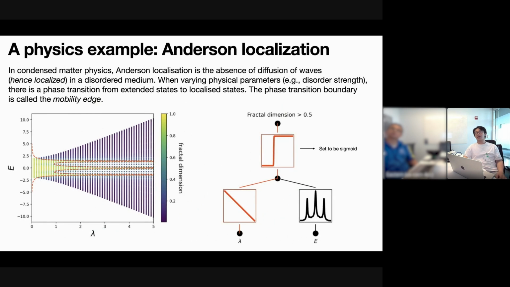Another example we tried is for physics application. I probably won't have time to go into the details of the problem setup, but the basic takeaway is that we are able to figure out the symbolic formulas of boundaries of phase transitions. And what are phase transitions? Basically, water has many phases. It can be water, it can be ice, it can be gas in different physical parameters, and we want to figure out when the phase transition happens, and even we want to figure out the symbolic formulas for that.